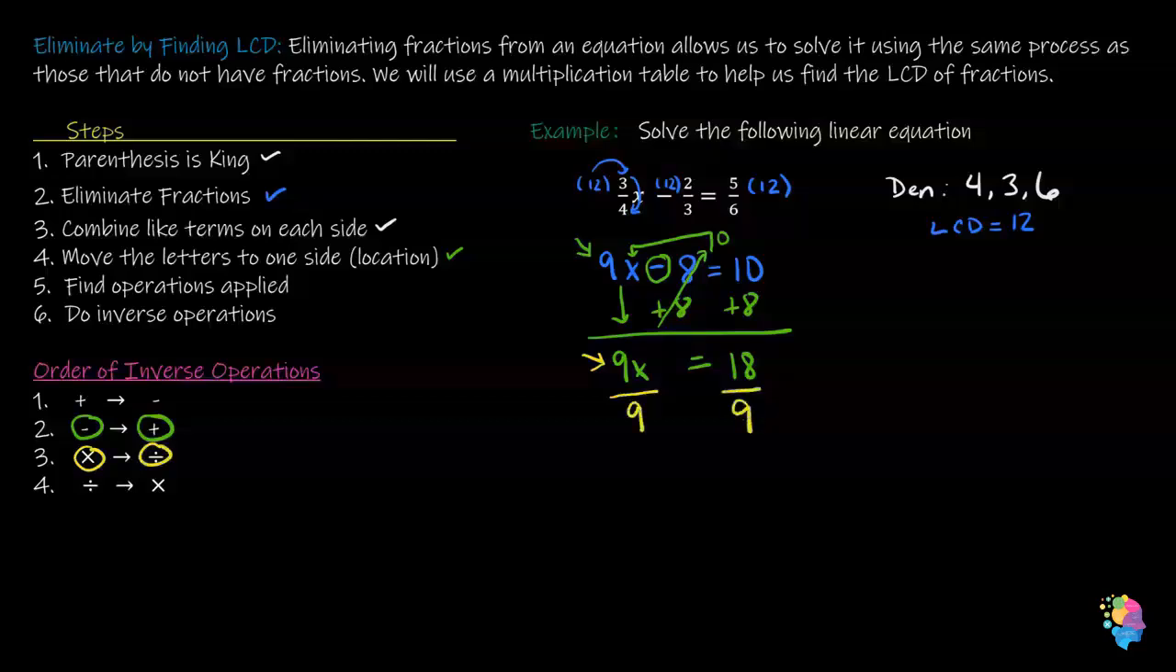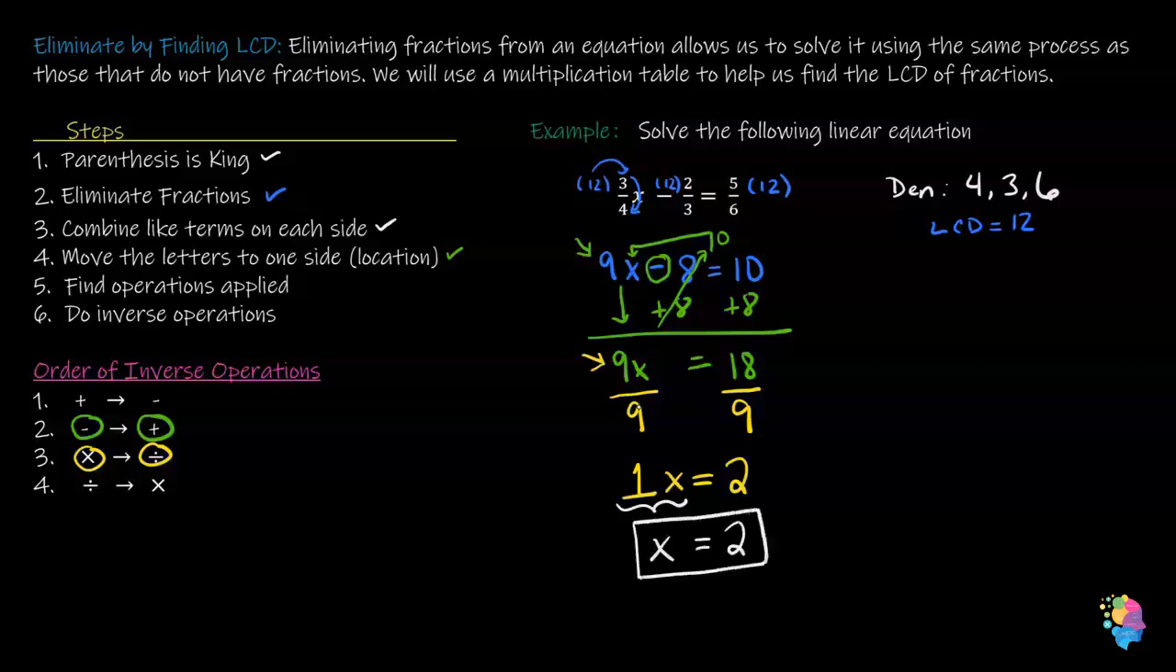Now be very careful here, 9 divided by 9 is 1. It's not like up here, where we were adding or subtracting, so 8 minus 8 went to 0. But here 9 divided by 9 doesn't go to 0. That goes to 1. So this is 1x equals, on the right side, 18 divided by 9 will be 2. 1 times x will just be x. So x is going to equal 2, and this becomes our solution.